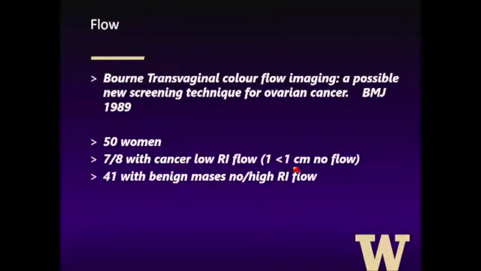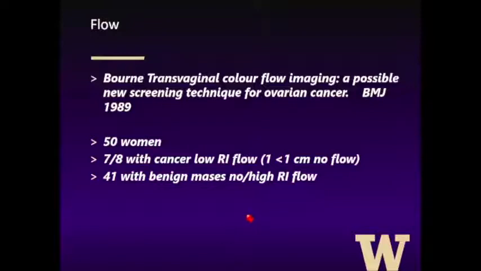And I just throw this in here. We all do flow in these lesions. If a lesion has a mural nodule in it, it doesn't really matter whether it has flow in it or not. In a postmenopausal woman, it's going to be taken out. So this is the original paper. Thomas Bourne published this, 50 women. And I throw this in here. 7 out of 8 had cancer, had low RI flow. These were the kinds of things you could publish 20 or 30 years ago.